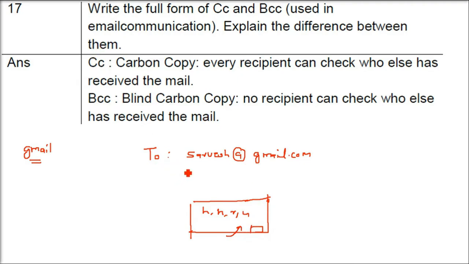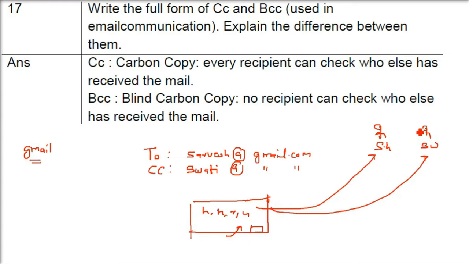But you are sending it to whom? Sarvesh. Now you want to send it to someone else also. For example, you are trying to send it to Swati also, Swati@gmail.com. When you send the mail, Sarvesh and Swati both will be able to see it because you have put Swati's name in CC. So you have sent a carbon copy of Sarvesh's mail to Swati.